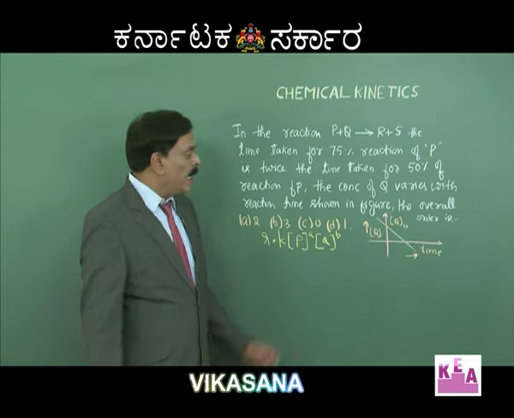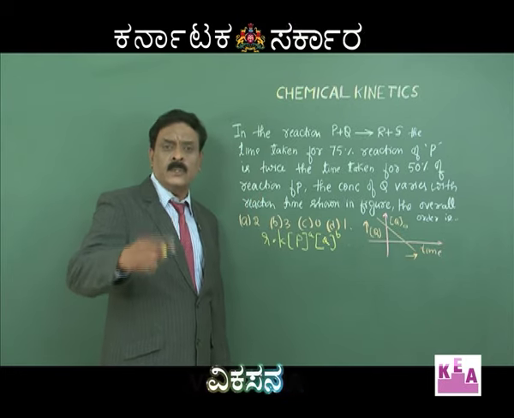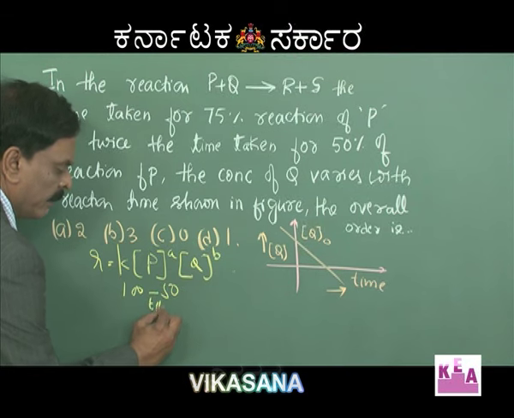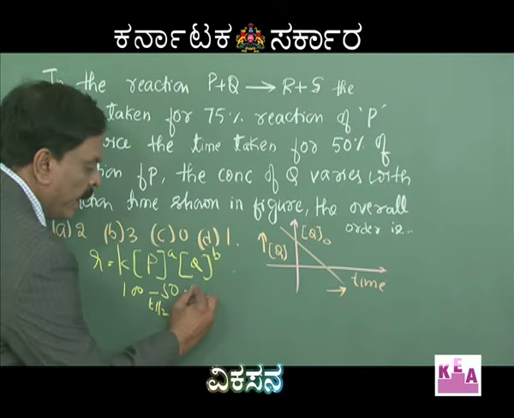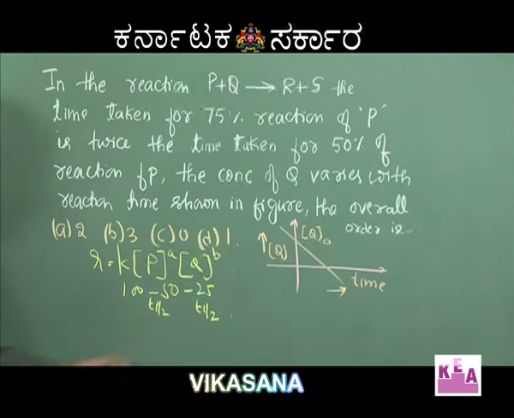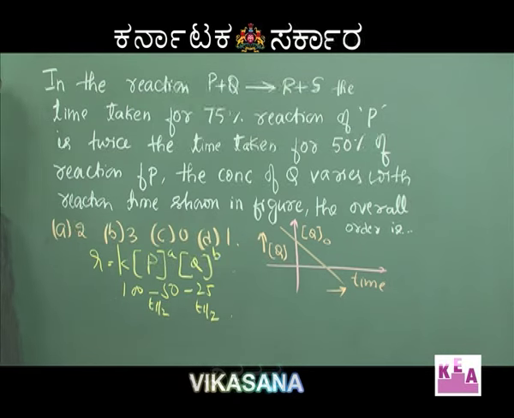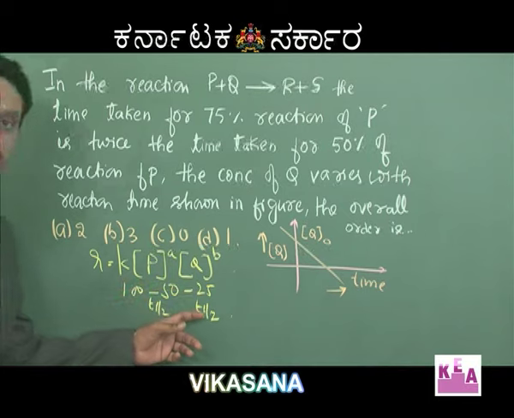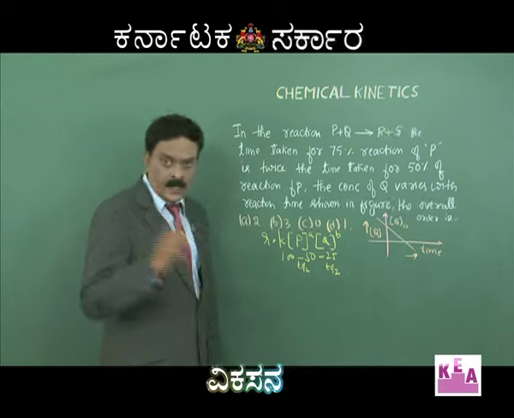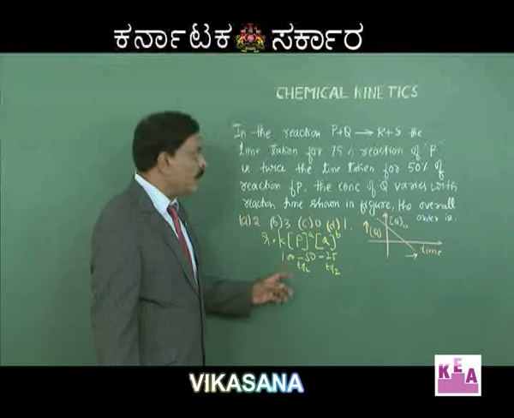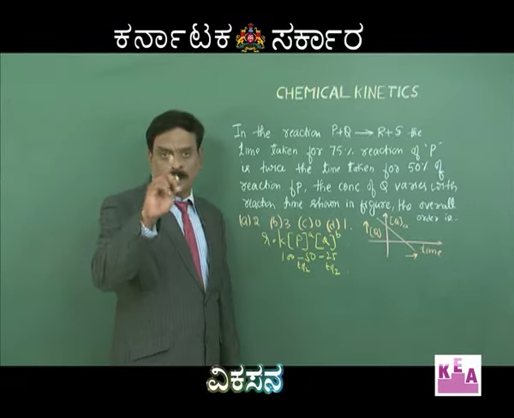What is half-life period? It is the time taken for the concentration of the reactant to reduce to half of its initial value. Supposing the initial concentration is 100. For 100 to become 50, it takes one half-life period, and for 50 to become 25, it takes another half-life period. And when 100 becomes 25, 75% of the reaction would be completed, and this happens in case of a first order reaction, because in a first order reaction, the half-life period is independent of the initial concentration, and therefore the order of the reaction with respect to P is 1.